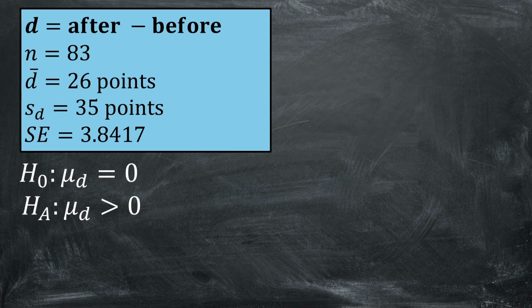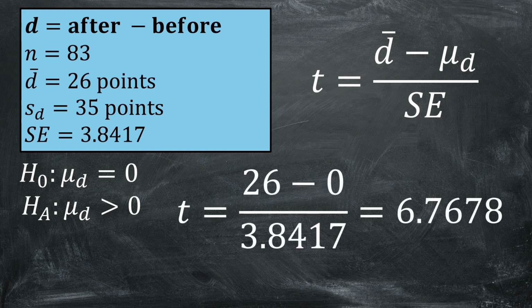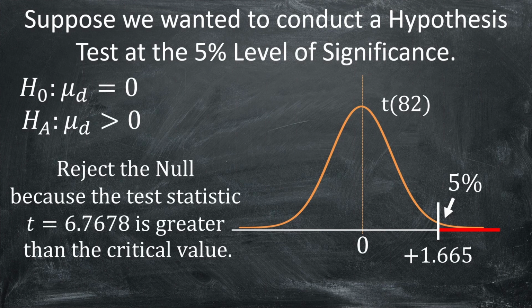So you can guess what you're going to do next. You're going to calculate your test statistic. So pause the video, take a moment, and calculate that test statistic. So the sample mean was 26. The mean under the null hypothesis is 0, and the standard error is 3.8417. So we get a value of 6.7678. So what do we say? Well, we're going to reject the null because the test statistic is greater than the critical value. In other words, our test statistic falls in the red zone.